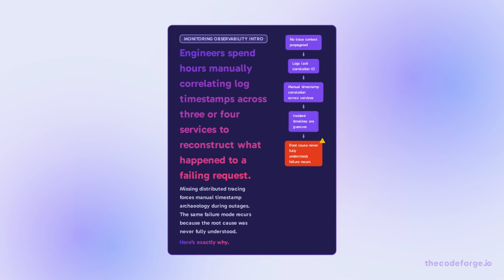During an outage, engineers spend hours manually correlating log timestamps across 3 or 4 services to reconstruct what happened to a failing request. Incident timelines are guesses, and postmortems are based on partial information. The same failure mode recurs because the root cause was never fully understood.